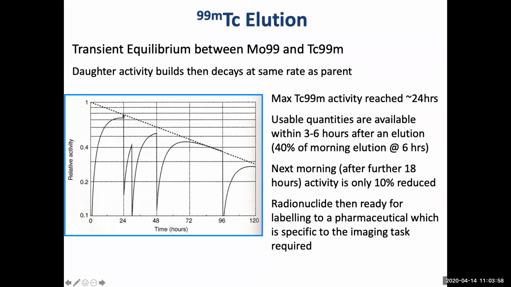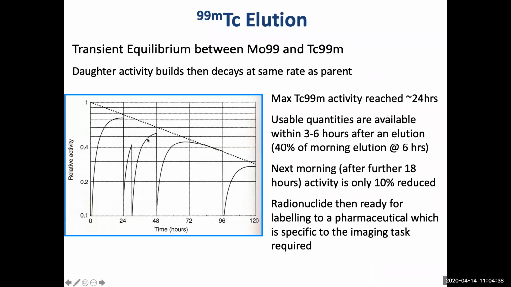So we receive the generator on Sunday. On Monday, after 24 hours, we get the maximum activity of technetium from the generator. After elution, the activity drops down again. If we need it, for example after 3 to 6 hours, we can elute the generator again, but with a lesser amount of activity. We get about 40% after around 6 hours. Still, we can have some activity if we have more patients. After 18 hours, like the next day, we can get almost 90% of the initial activity.